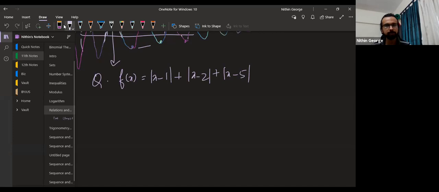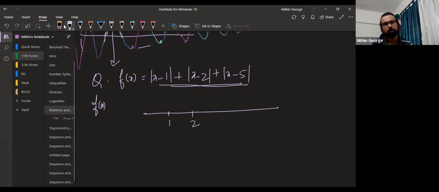Okay, how do we construct the graph here? What do we do? We break this up into different parts. Basically, on a real number line, we'll take the points 1, 2, and 5 and break the function up. Lesser than 1, what happens? This becomes 1 minus x, this becomes 2 minus x, this becomes 5 minus x. So lesser than 1, the function is nothing but 8 minus 3x.